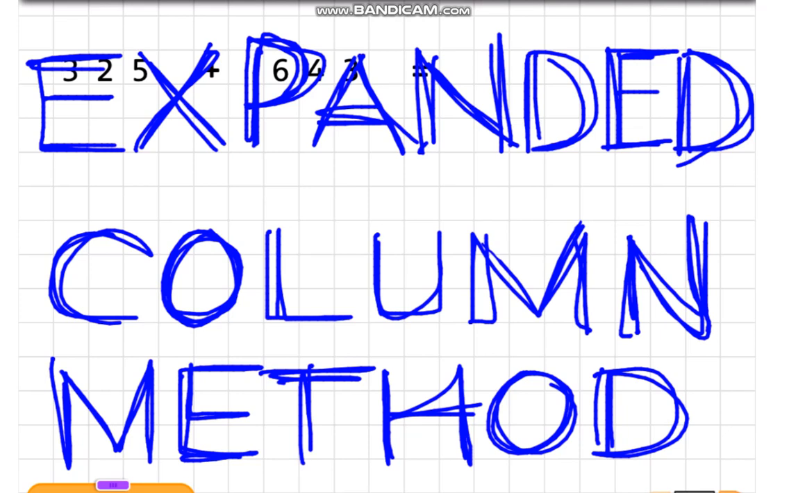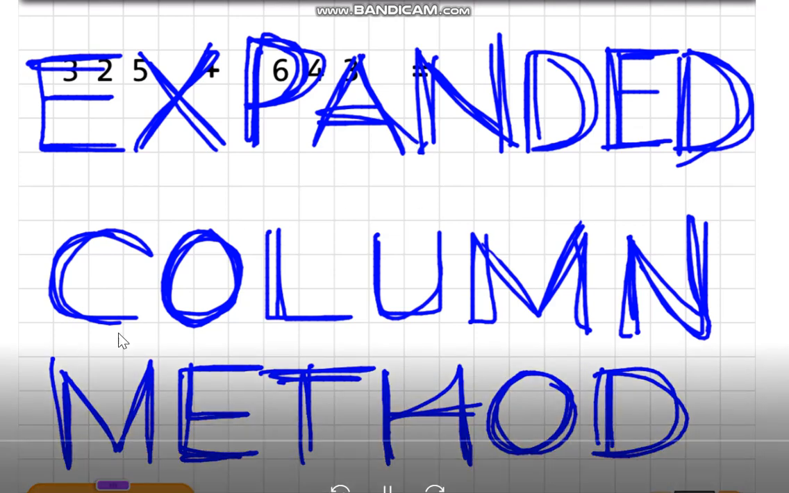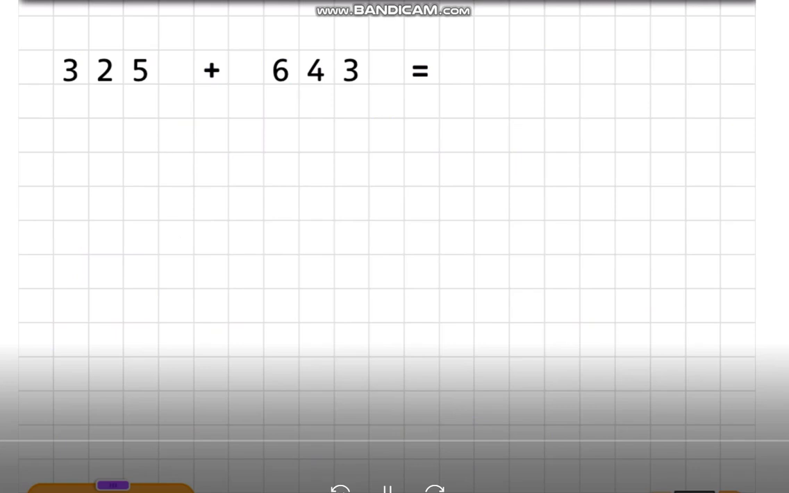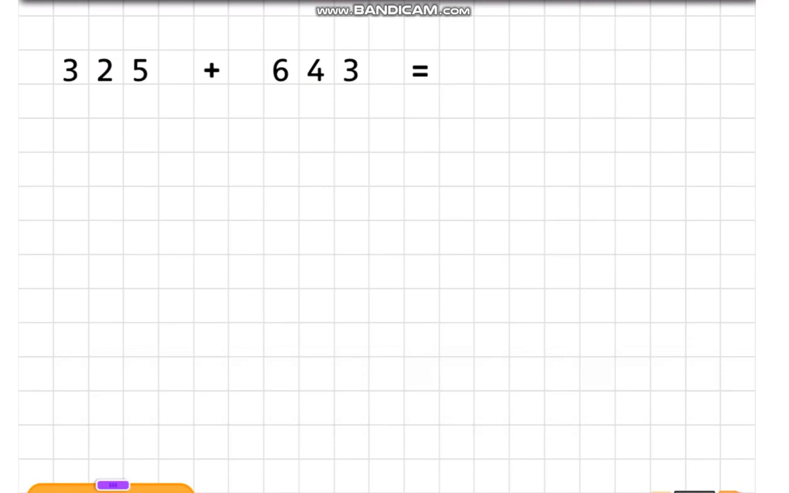Well, actually this is not a new way since you've probably learned it already. So this method can be very useful if you are adding several numbers or big numbers. Okay, let's take a look at the screen. So we have here 325 plus 643. How are we going to work this one out? So do you know any method that can make this addition easier?